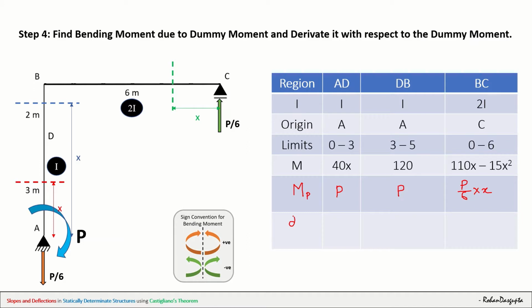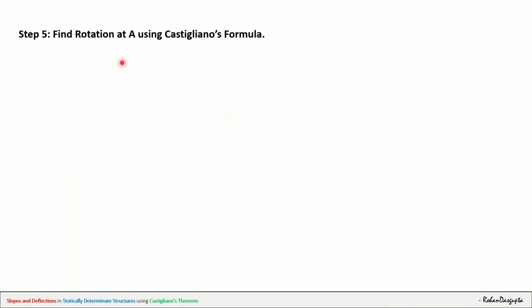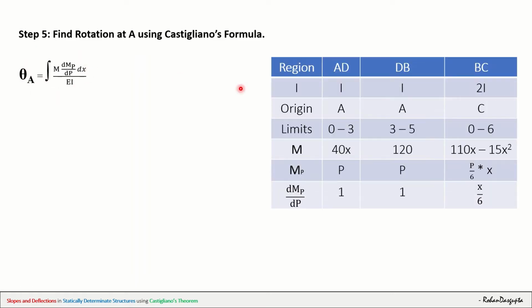Now let's differentiate this with respect to P. So dMP by dP of P is 1, dMP by dP of P is 1, and dMP by dP of P by 6 into x is x by 6. Okay, all right. So last step here, that is find rotation at A using Castigliano's formula. This formula you are already aware of, right? And for this, we need to take the help of this table. This is just the previous table you saw, I have just written it in proper computer fonts. Now, one by one, let us take the terms here.